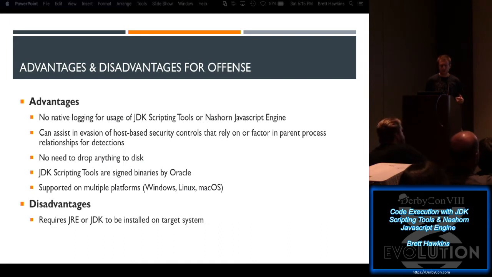But what are the advantages and disadvantages? There's positives and negatives. So advantages, there's no native logging for the usage of these tools or the Nashorn JavaScript engine. And what I mean by native, like how PowerShell version 5 has script block logging, there's nothing like that with these. Another thing is it can assist in the evasion of host-based security controls that may rely on or factor in parent process relationships. You know, could throw it off a little bit.